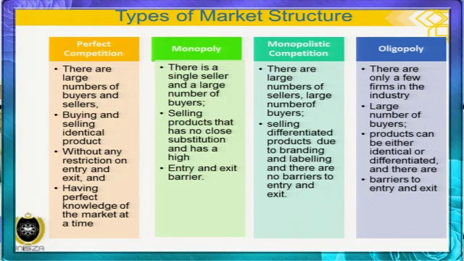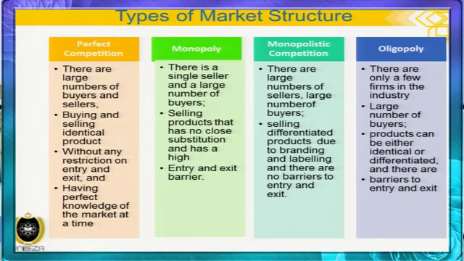Okay, we go to the monopoly. Monopoly is a single seller producing a product with no close substitute. There are effective barriers to entry into the market, whereas the firm is a price maker, also called a price searcher, because it faces a downward sloping demand curve for its product. In fact, note that this demand curve is the market demand curve.